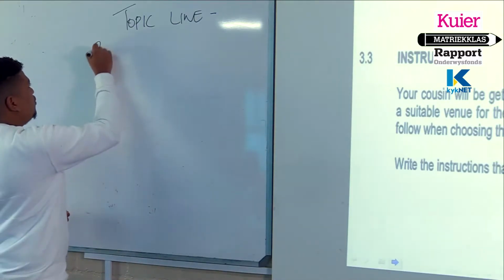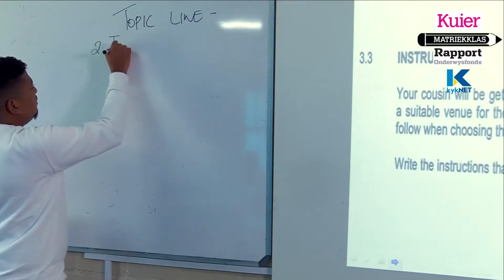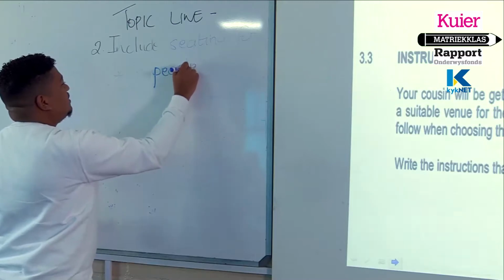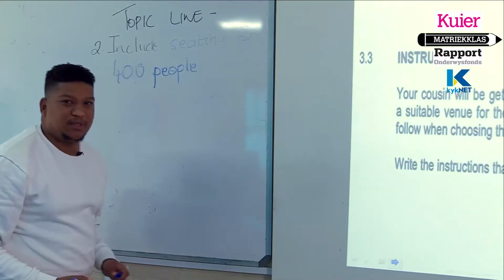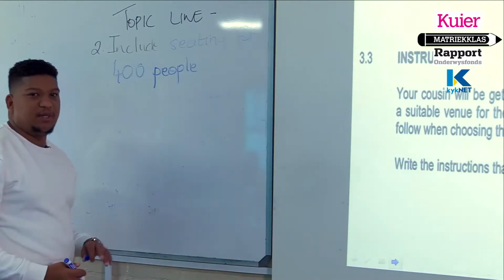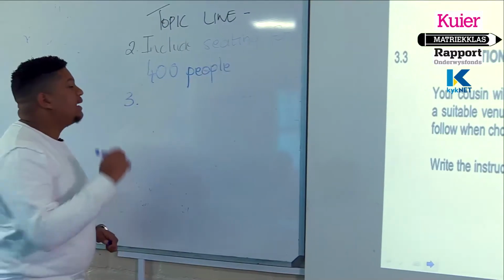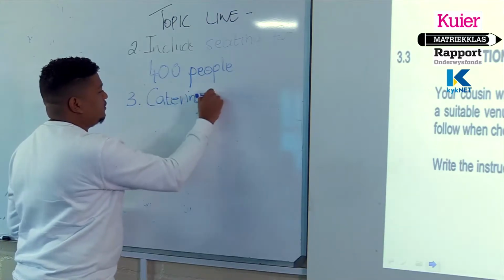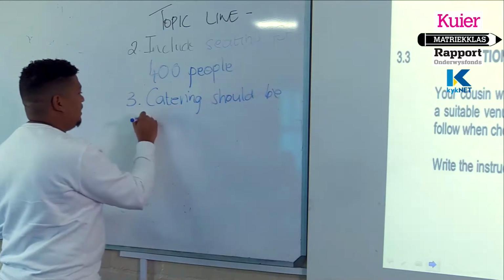So the second one would be what? Obviously, the venue should include seating for 400 people. Now I'm going to focus on the seating for 400 people. That's my second step. Let's continue to number 3. Catering should be included. Right? So catering should be included.